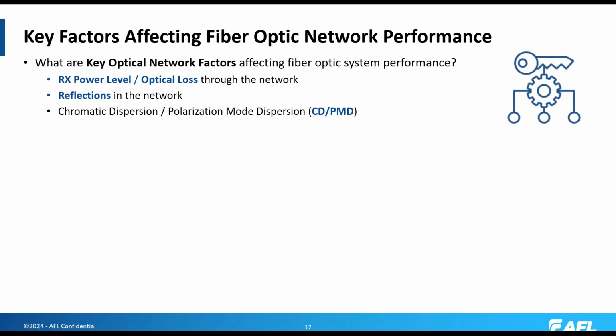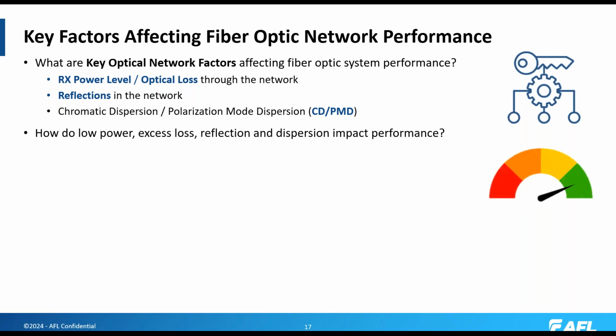So common network issues, what are the problems that could occur in your network? How do they manifest themselves, and how do you detect them? So key factors affecting optical network performance could be the received power level due to optical loss through the network, reflections in the network, and chromatic dispersion or polarization mode dispersion, primarily on much higher speed networks, 10 gigabit per second and above.